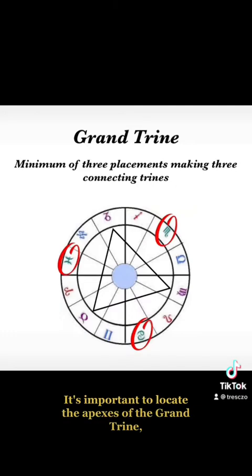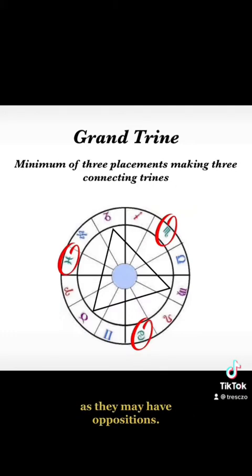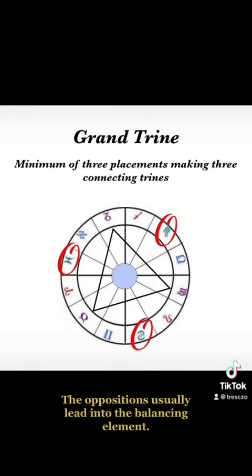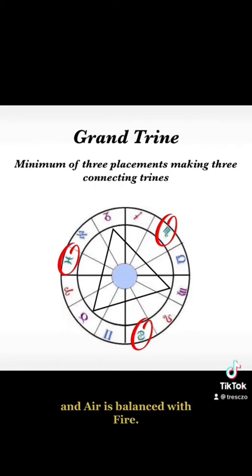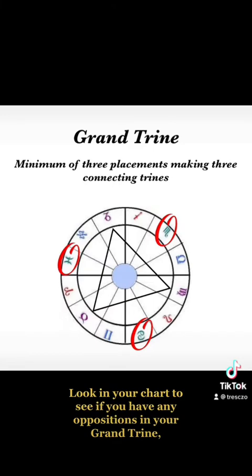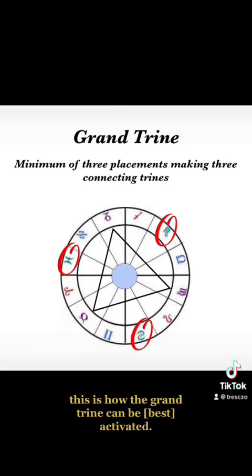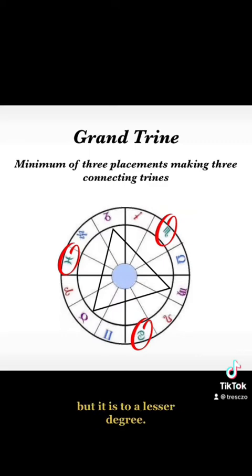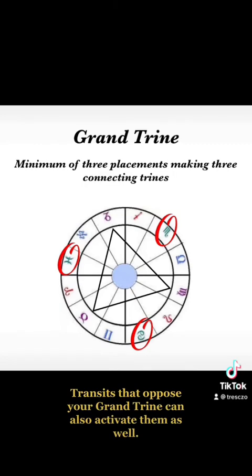It's important to locate the apexes of the Grand Trine as they may have oppositions. The oppositions usually lead into the balancing element. Water is balanced with earth, and air is balanced with fire. Look in your chart to see if you have any oppositions in your Grand Trine. This is how the Grand Trine can be activated. The Grand Trine can also be activated using squares, but to a lesser degree. Transits that oppose your Grand Trine can also activate them as well.